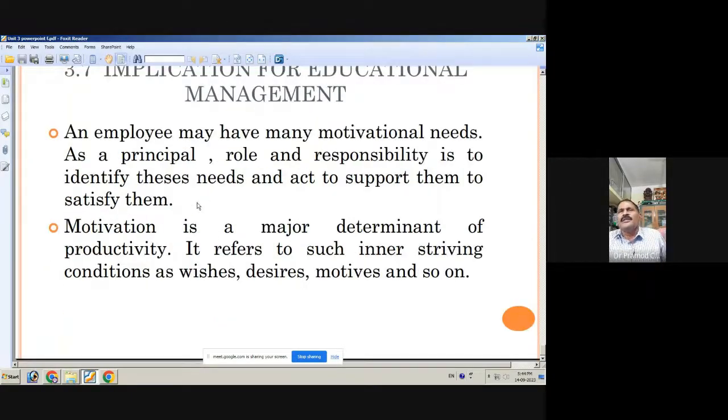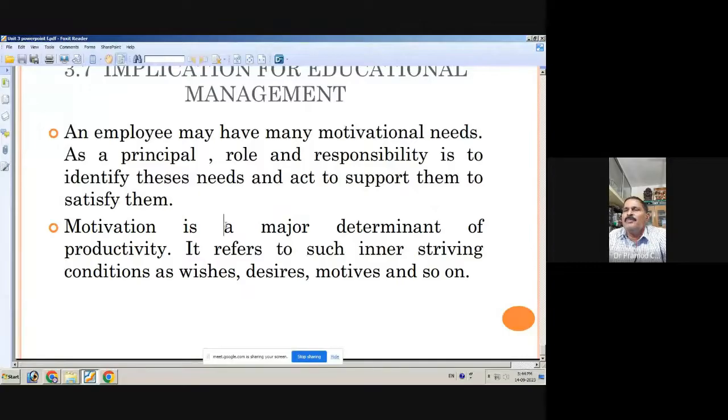Suppose an employee is always interested to satisfy the needs. The students are always interested to satisfy their needs. The role and responsibility of the principal is to make an intensive study of the needs of others, and try to support and satisfy them. So definitely we say that motivation is a major determinant of productivity.